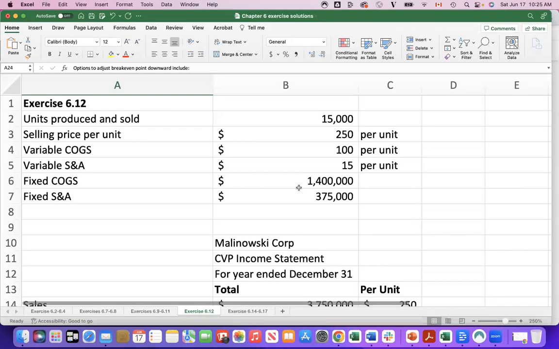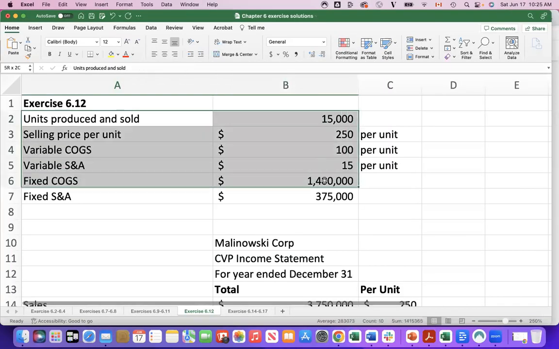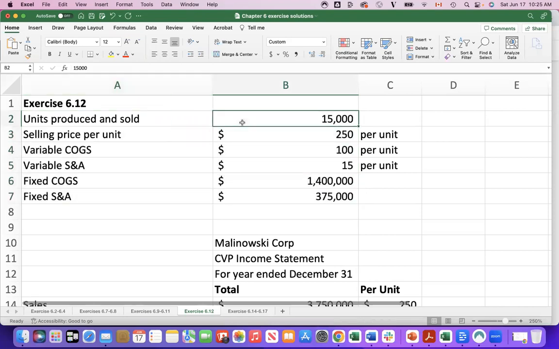So I have taken the information from the question stem and reproduced it here. Units produced and sold were 15,000. Selling price per unit of $250 per unit. Variable cost of goods sold was $100 per unit. Variable selling and admin was $15 per unit. Total fixed cost of goods sold was 1.4 million, and total fixed selling and admin was 375,000.